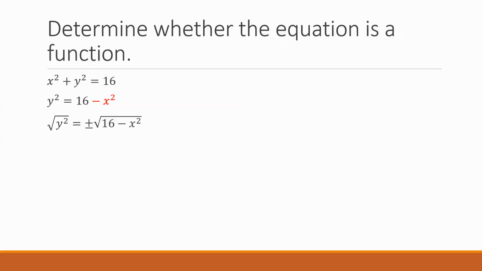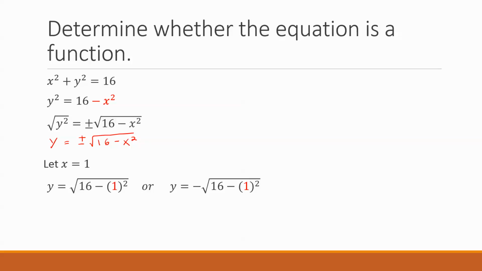So the square root and the exponent square, they would just undo each other. And we would end up with y equals positive negative square root of 16 minus x squared. So let's again let x equal 1. Now it could be equal to any other number, but let's just let x equal 1 and plug 1 in the place of x squared.